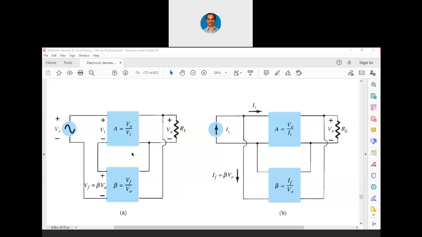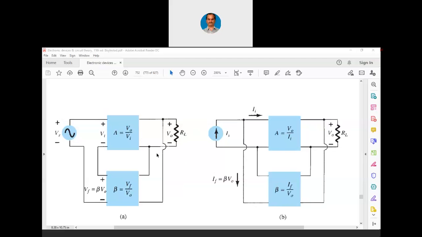So the left one which you are seeing is voltage series. The right one which you are seeing is voltage shunt. Shunt always means parallel. Now you can see the ratio in case of voltage shunt: A is V naught by Ii and beta is If by V naught, because at the input, instead of the voltage source, he is showing a current source.